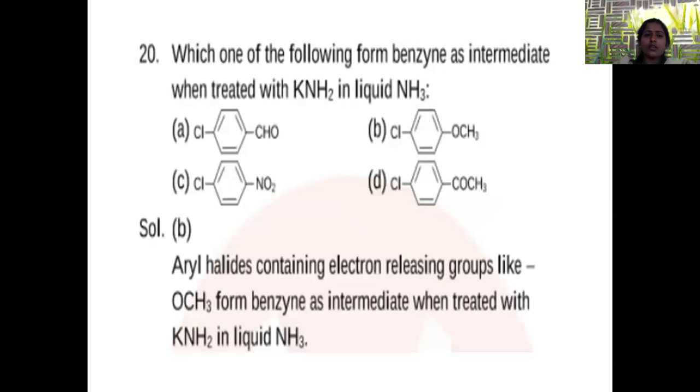And the next question: which of the following forms benzyne as the intermediate when it is treated with potassium amide and liquid ammonia? As already discussed, the aryne mechanism is more preferable in case of an electron releasing substituent present in the molecule. That's why option B is satisfying this benzyne mechanism.